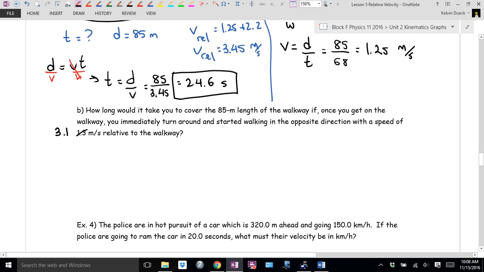All right. B, you may have done this at an airport. What if you do decide to walk against the walkway? So how long would it take you to cover that 85 meters if once you get on the walkway, you immediately turn around and start walking in the opposite direction with a speed of 3.1 meters per second? Yours says 1.3. Can you cross out the 1.3 and make it 3.1? It was a typo. Because if the walkway is going 2.2 forward and you're walking 1.3 against it, you're still going to end up going backwards and you're not going to get anywhere because the walkway is going faster than you. Okay. What's this question want me to find?